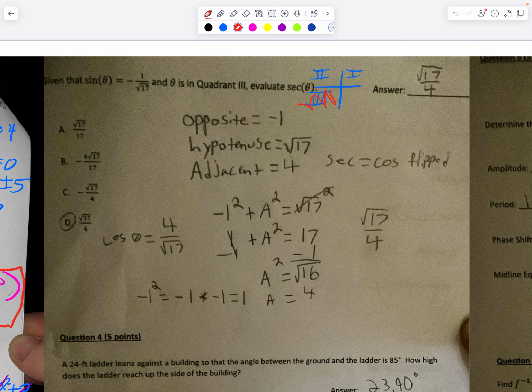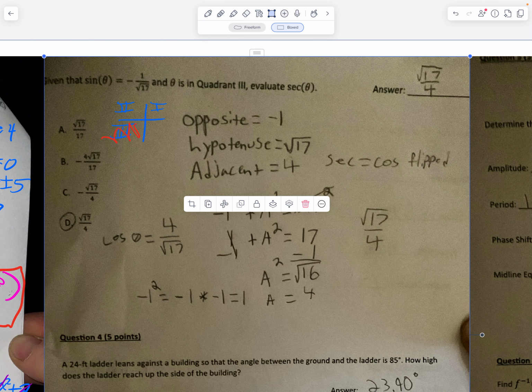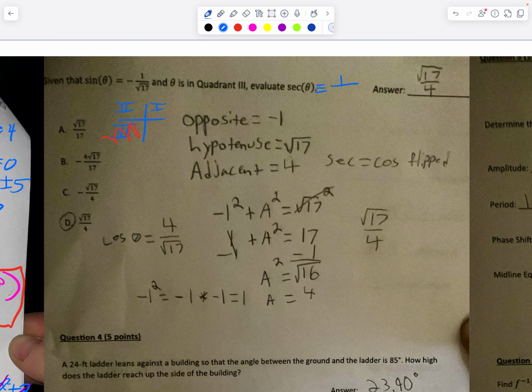Okay. Well, there's lots of different ways we could do this. We could use identities. Using sine, we could get cosine. Cosine's 1 over secant, right? Secant is 1 over cosine. All right, so we know from the Pythagorean theorem, cosine squared plus sine squared is always 1.